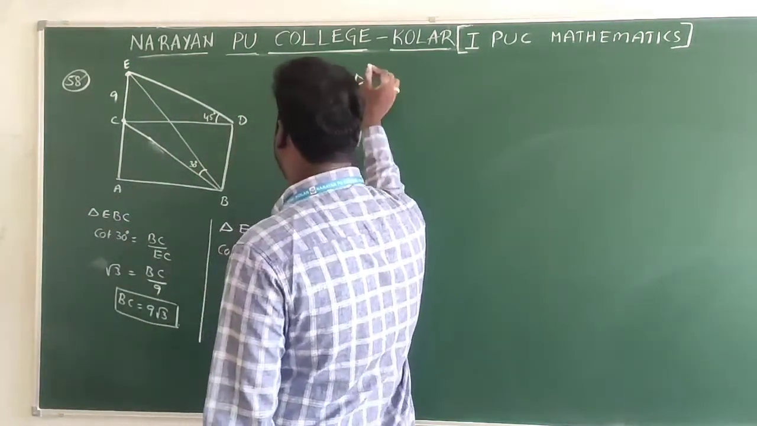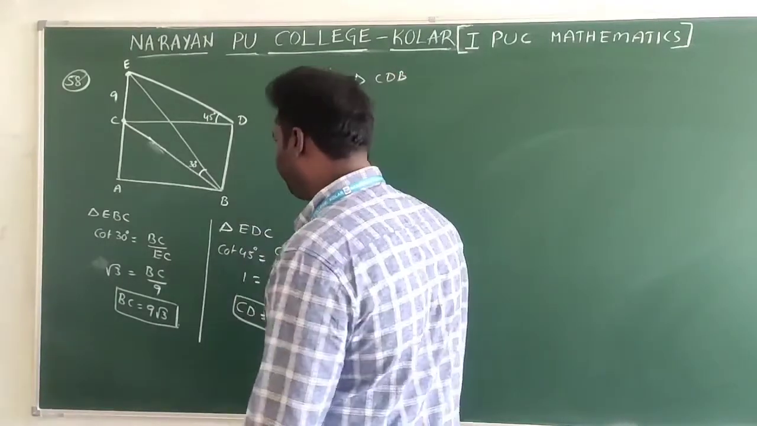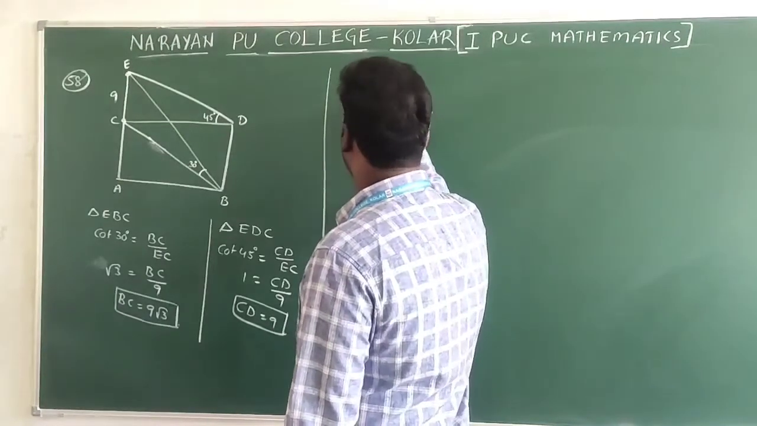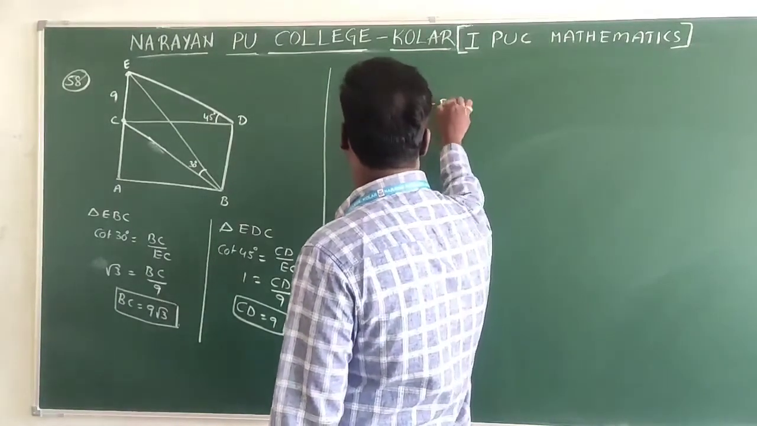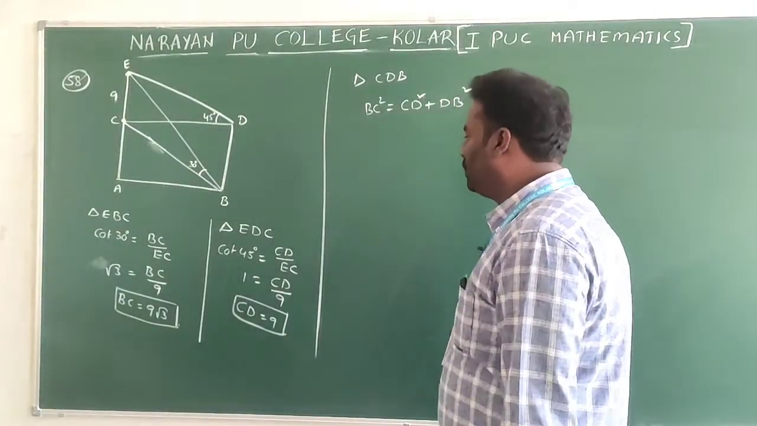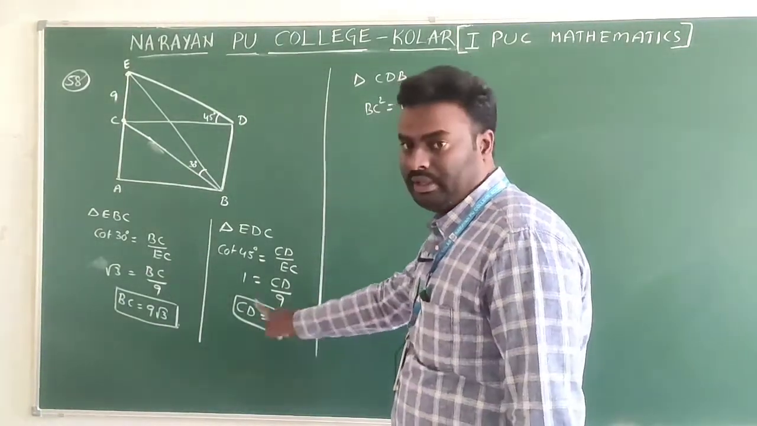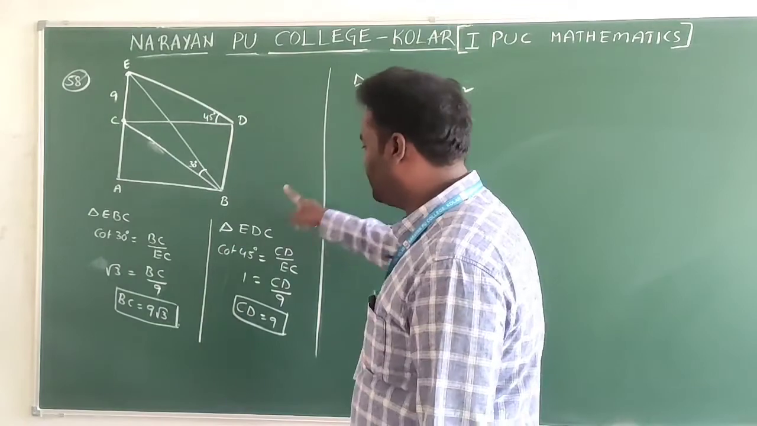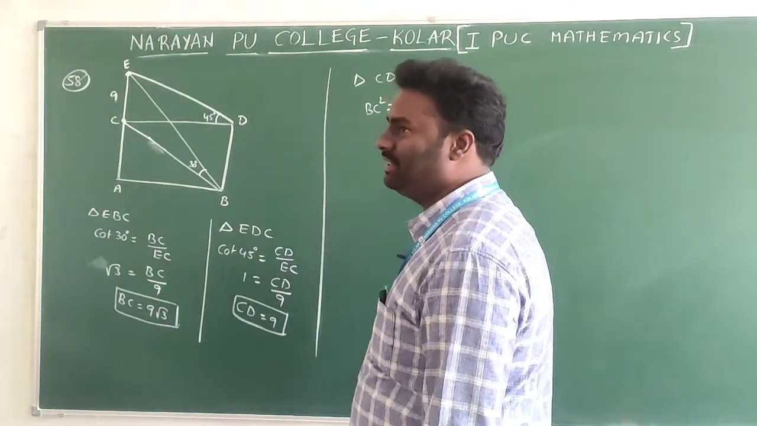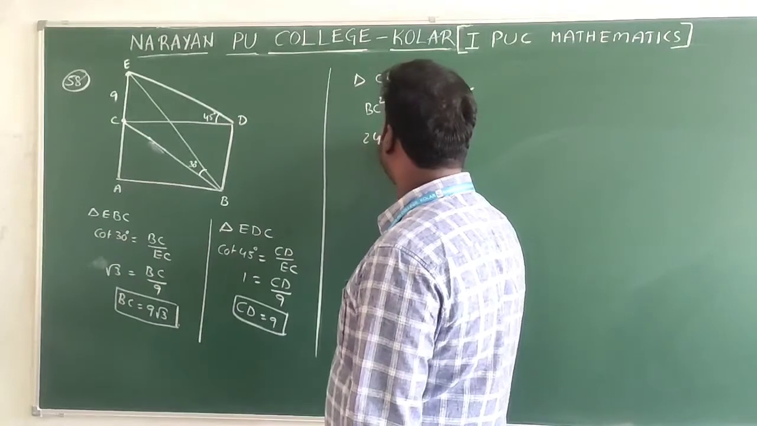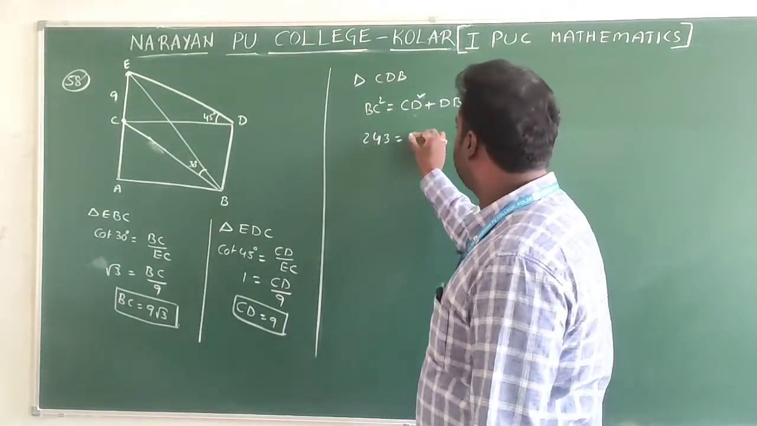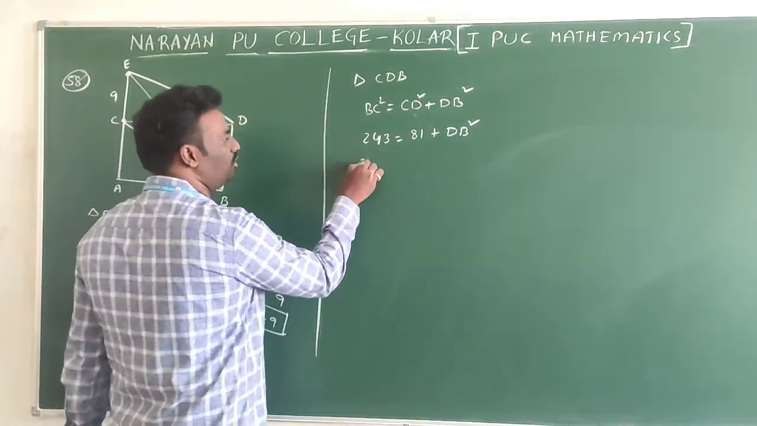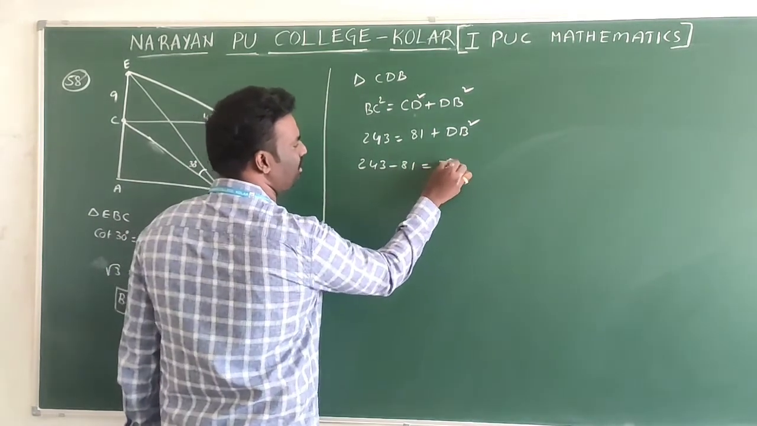From right angle triangle CDB, I can take opposite square, that is nothing but BC square is equal to CD square plus DB square. Here CD value we know, BC value we know, if you substitute you will get the value DB. Now BC square is 9 root 3 whole square, 81 times 3 is 243, and square of CD is 81 plus DB square. Now if you simplify, 243 minus 81 is equal to DB square.